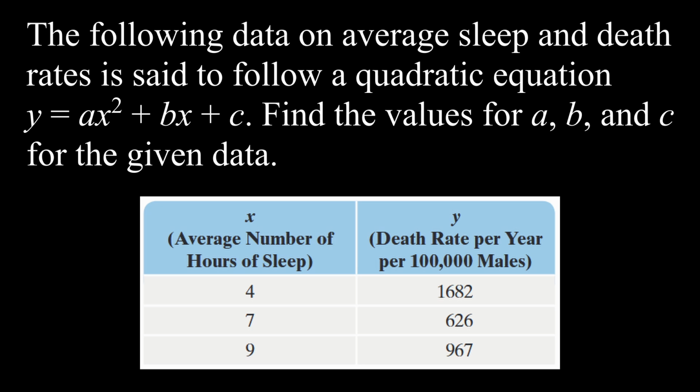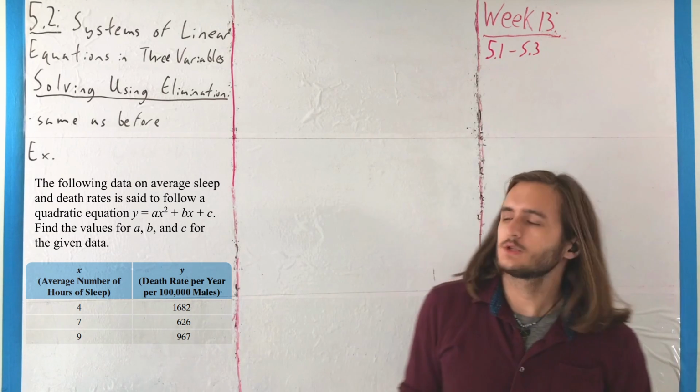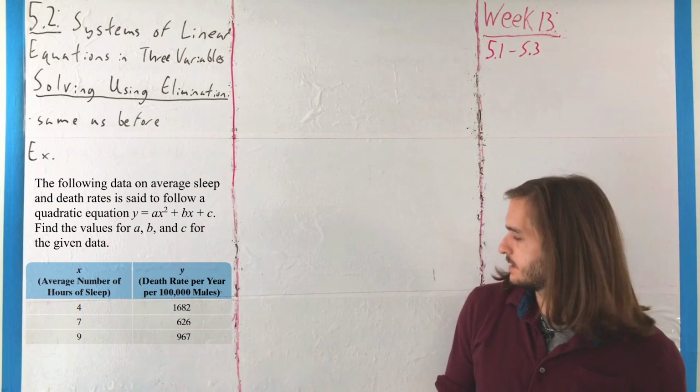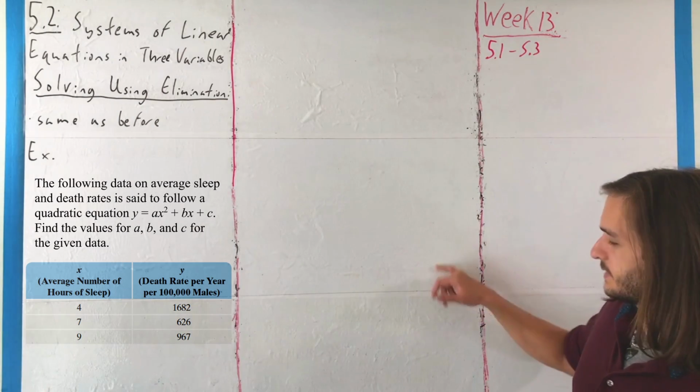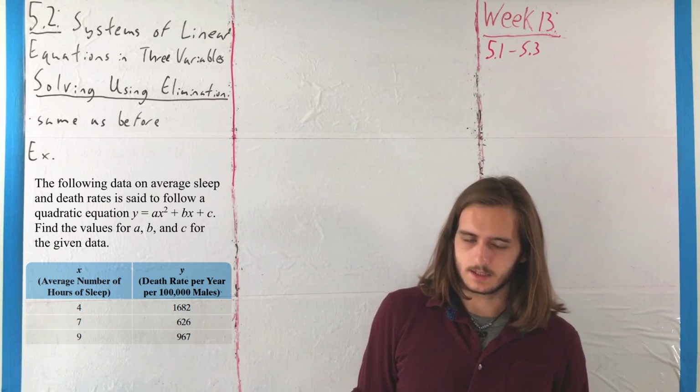So for our application here, we have that the following data on average sleep and death rates is said to follow a quadratic equation y equals ax squared plus bx plus c. And what we need to do here is find the values for a, b, and c given that data set. This application is a little bit different, but it does build towards the kind of idea that we're going to be seeing in the next section. So it's a good bridge to get into there.